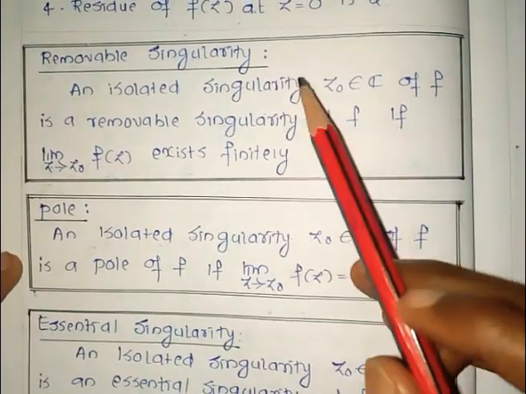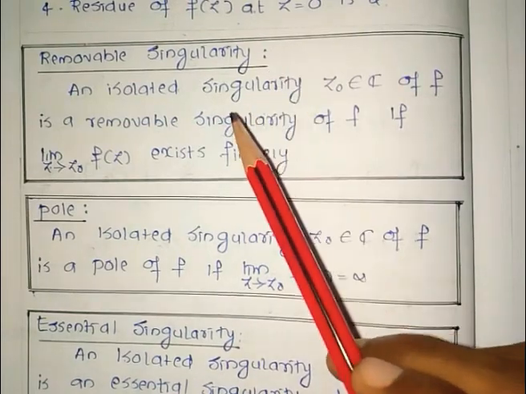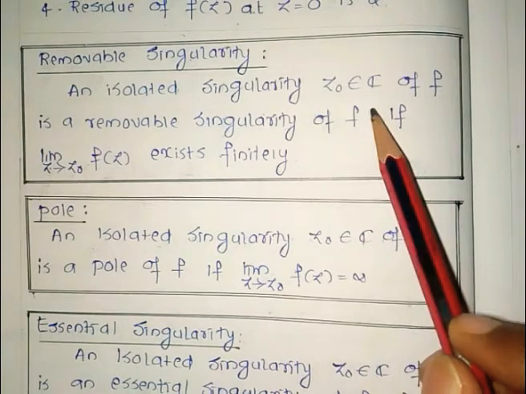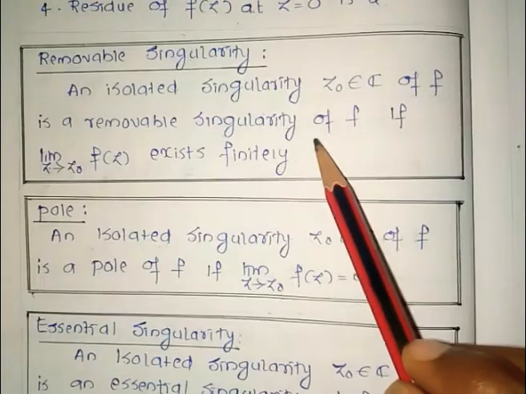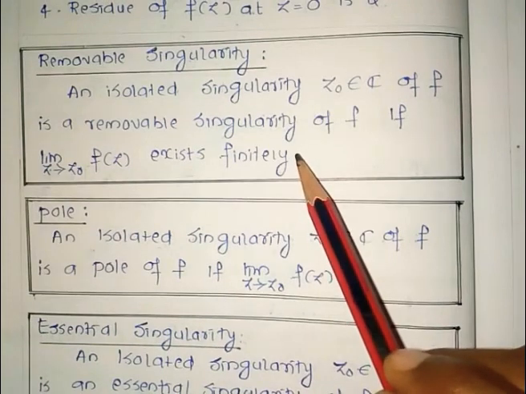So first of all, the definition of removable singularity. Definition: an isolated singularity z not belongs to C of f is a removable singularity of f if the limit as z tends to z not of f of z exists finitely.